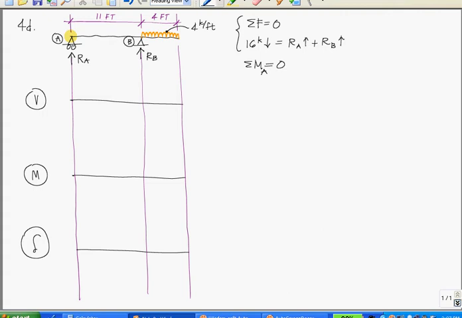If I look at R sub B in comparison to point A, I see that that will cause a counterclockwise rotation. So counterclockwise rotation is equal to R sub B times the distance between point A and R sub B. That's 11 feet.